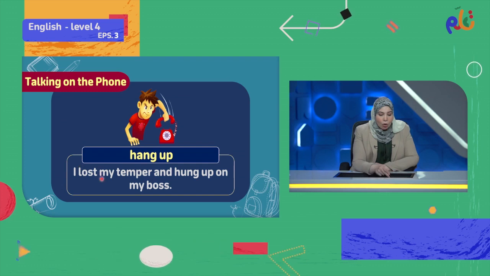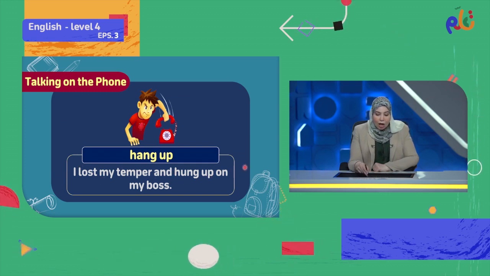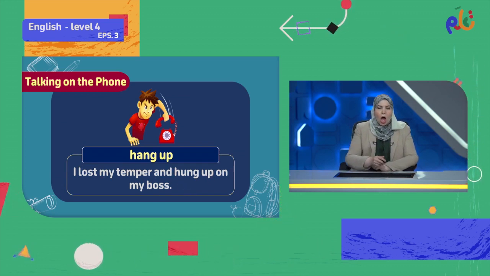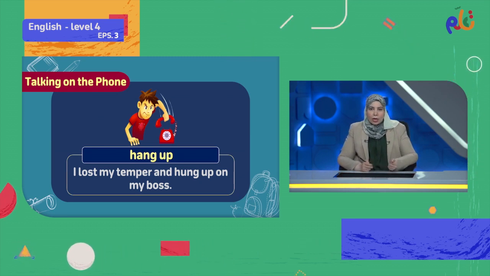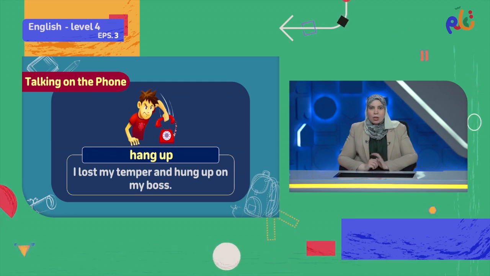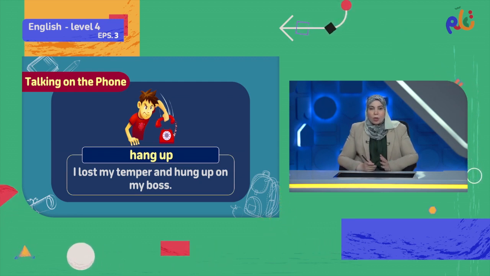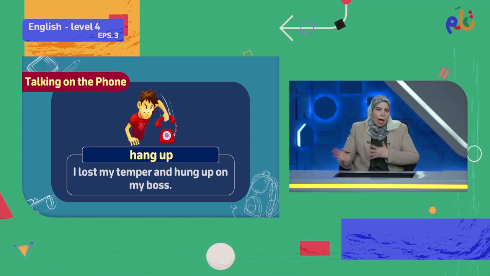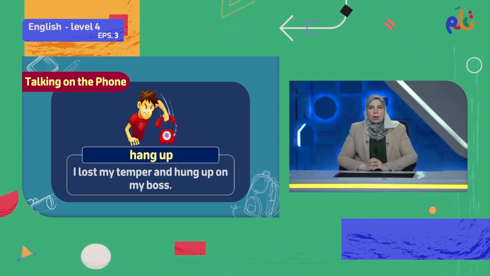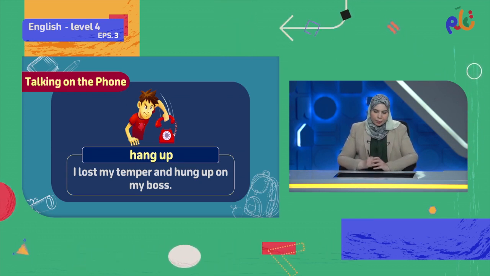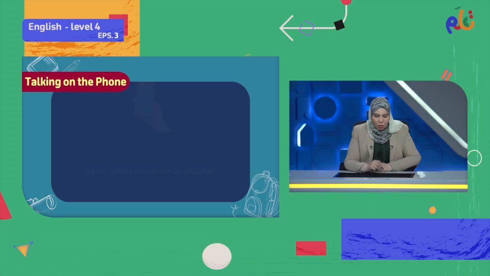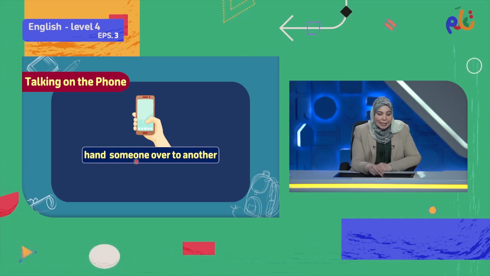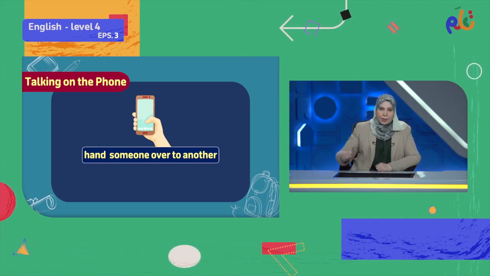Let's look at the example. I lost my temper and hung up on my boss, which means I got very angry and ended the phone call with my boss. So it's called hang up. You can tell your friend, hang up now, I need to do something, which means end the call now, I have to do something.